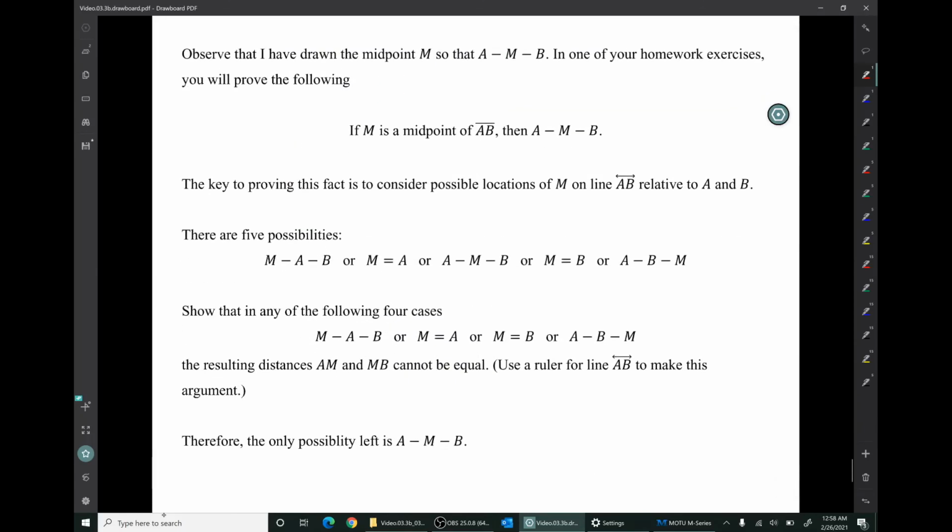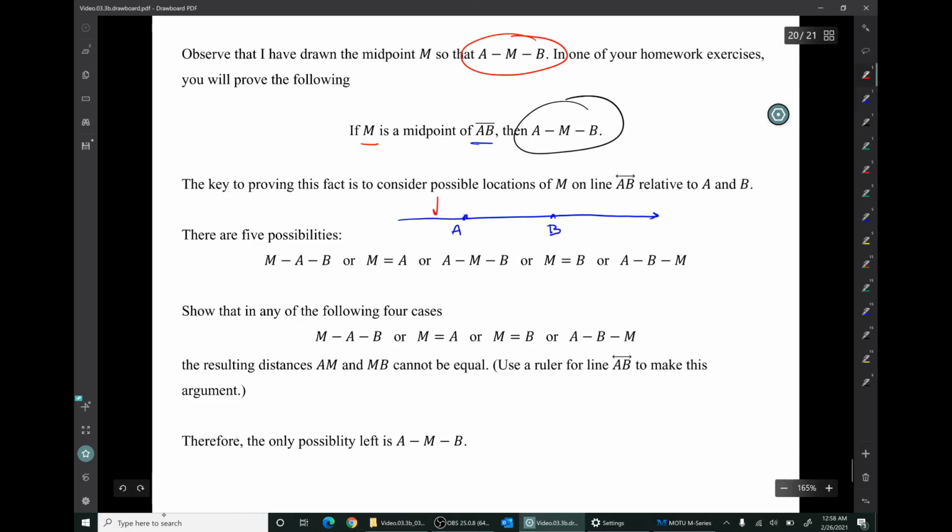There's an illustration of a segment with its midpoint. Now notice that I've drawn the midpoint so that it's between the endpoints of the segment. In one of your homework exercises, you have to prove that if M is a midpoint of segment AB, then M is between A and B. The key to proving this fact is to consider possible locations of M on line AB relative to A and B.